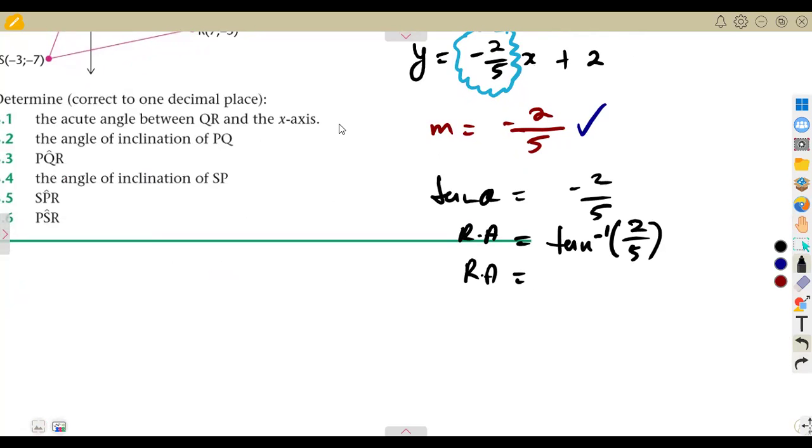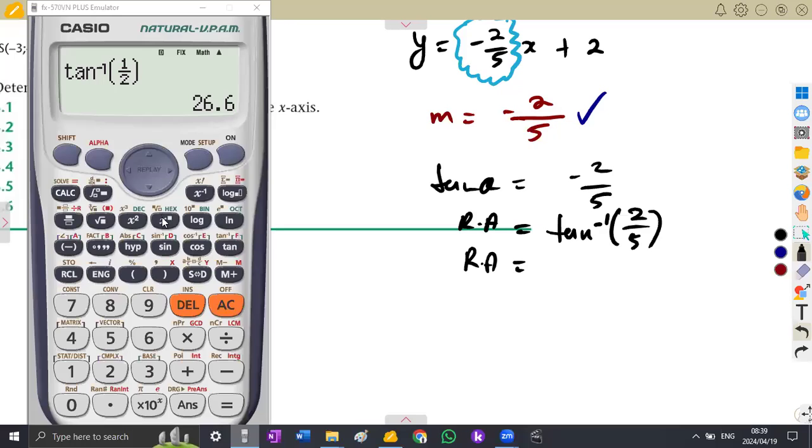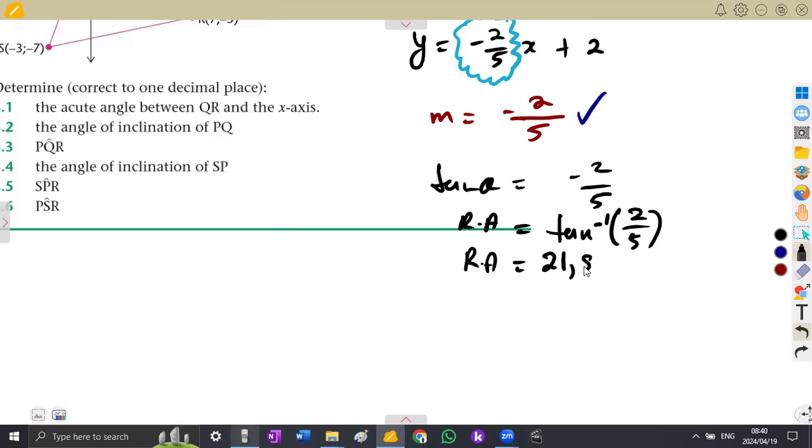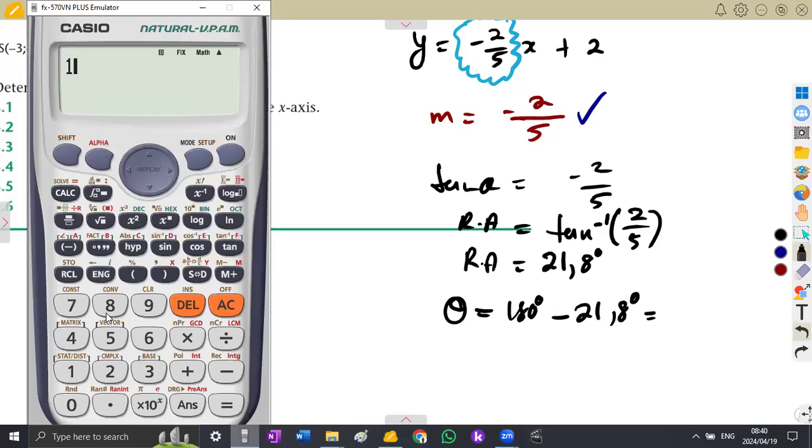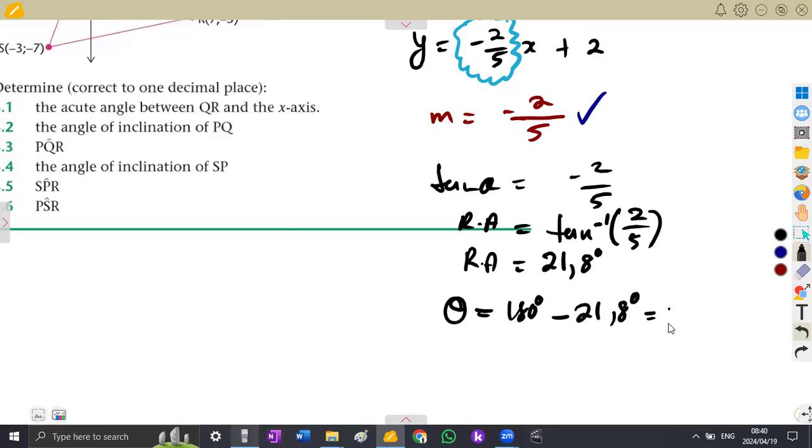So let us see what we are going to have in this manner. So this is simply arctan 2/5. So arctan 2/5, what are we going to have? That's 21.8 to 1 decimal place, 21.8 degrees. So therefore, theta, which is the exact angle, is 180 degrees minus the reference angle. You subtract your reference angle, and this is going to give us what? If we are to subtract 180 degrees minus the reference angle, which is 21.8 degrees, this was going to give us 158.2. So that's 158.2 degrees.